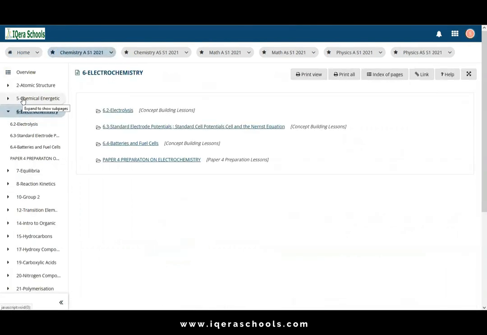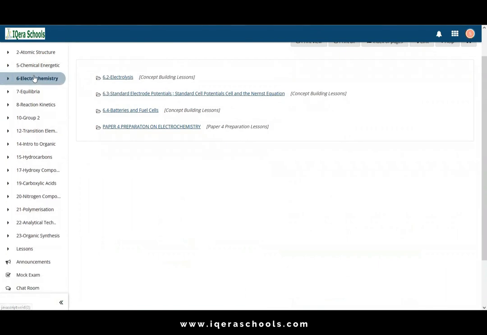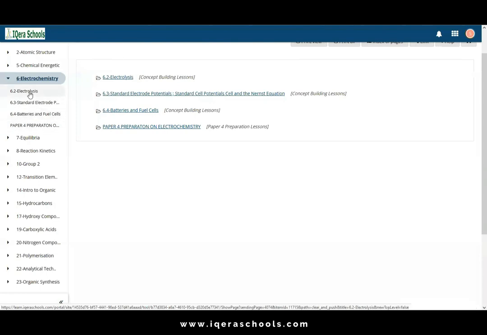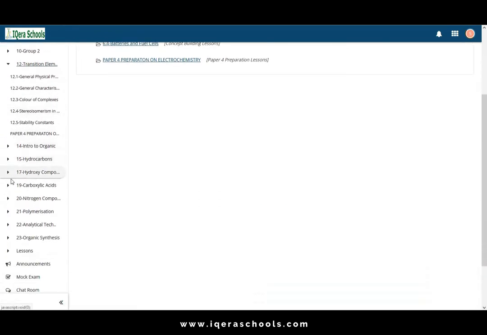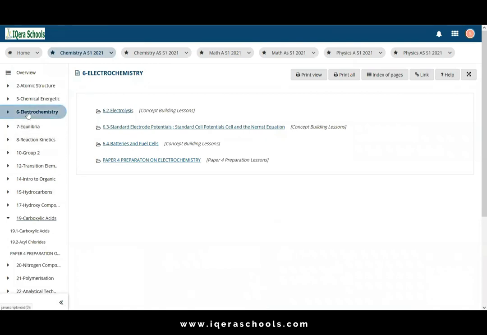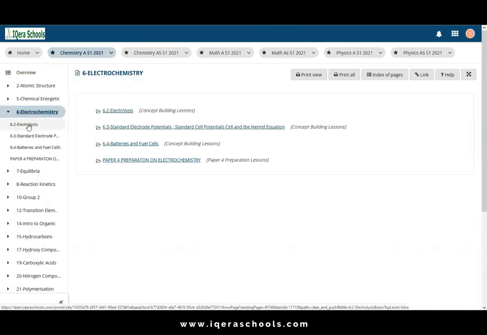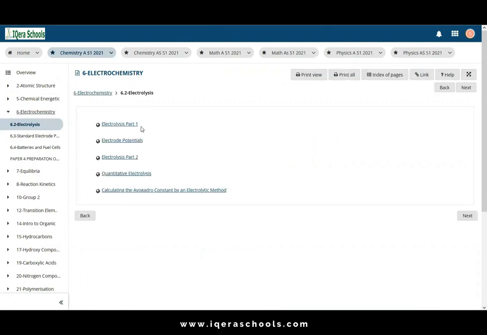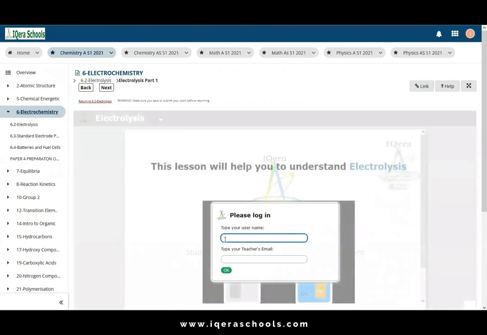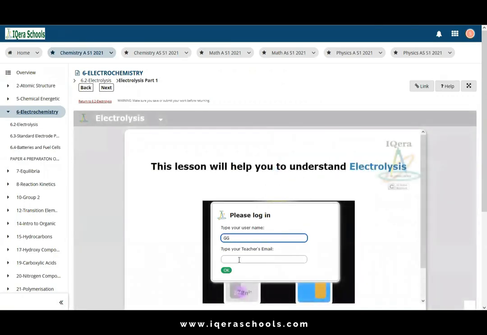You can see on the left-hand navigation the high-level topics and then the subtopics, which each contain a variety of learning objectives. And it's a pretty exhaustive list, as you can see. I'm going to go back into electrochemistry, and I'm going to go ahead and start my lesson on electrolysis part 1. There is a login screen that comes up.